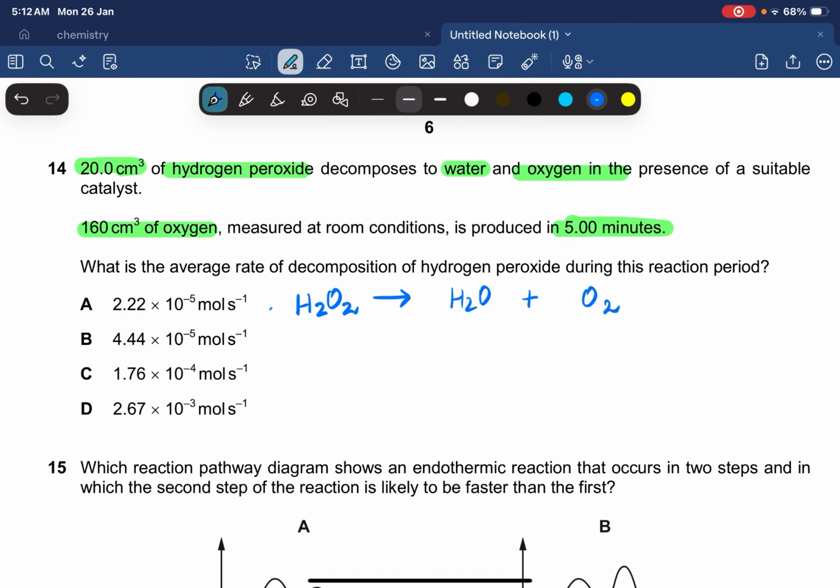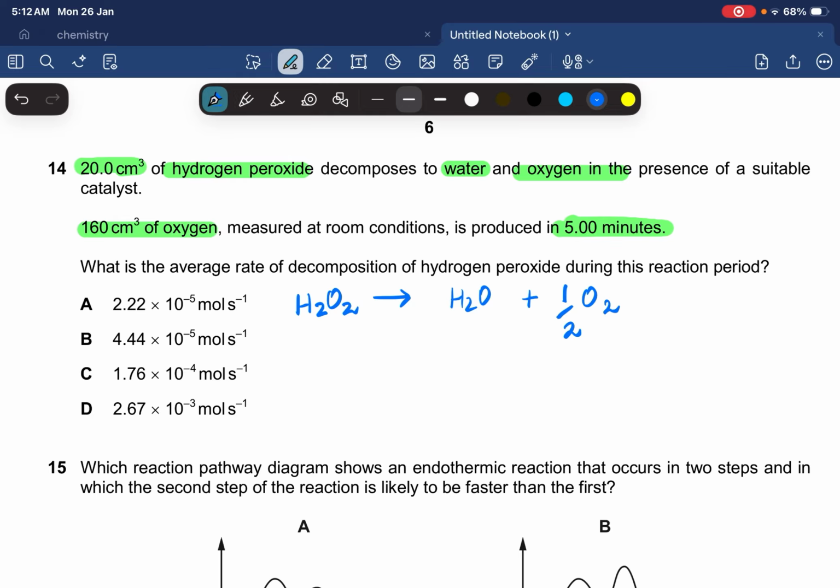So to balance it out, what we can simply do is write half here, right? So I guess that's the way we could have done it. Balanced. Okay.